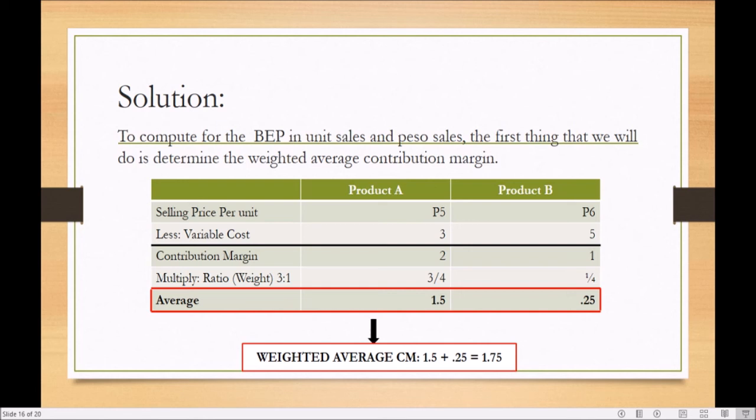Okay. Considering nahanap na po natin yung weighted average contribution margin, can we now compute the break-even point in units? Units muna ha. Kasi this is a weighted average contribution margin per unit. Hindi to ratio. Unit. Okay? So, makakompute po natin using the 1.75 weighted average contribution margin per unit the break-even point in units.